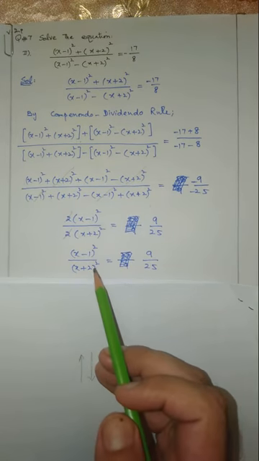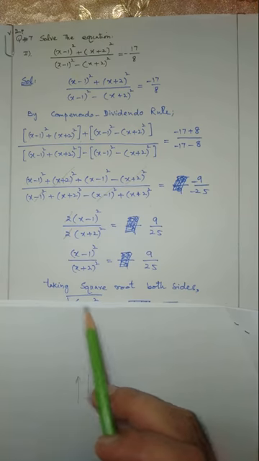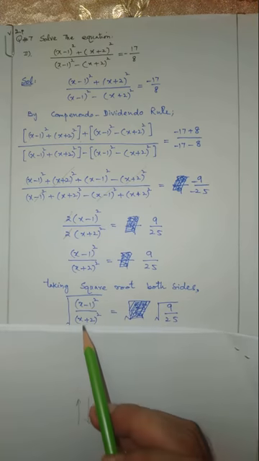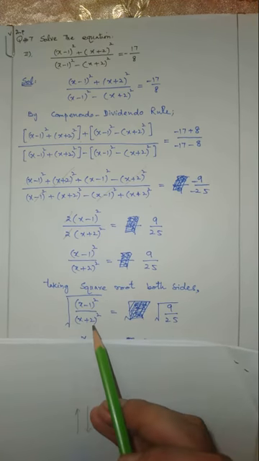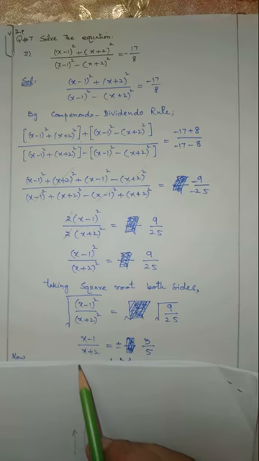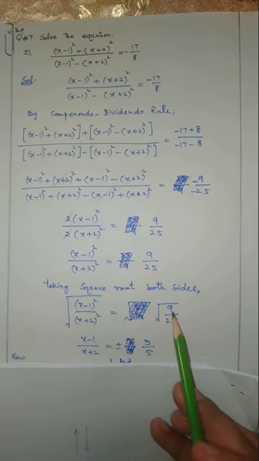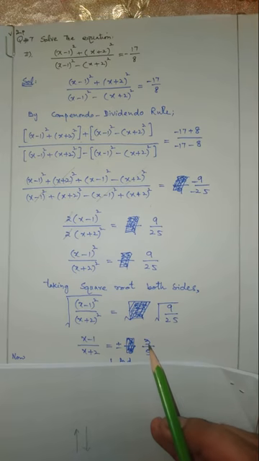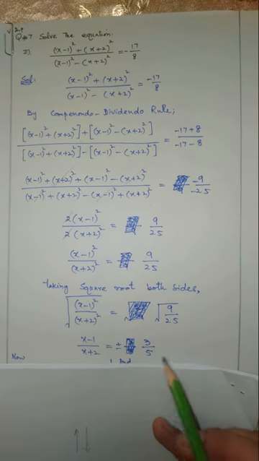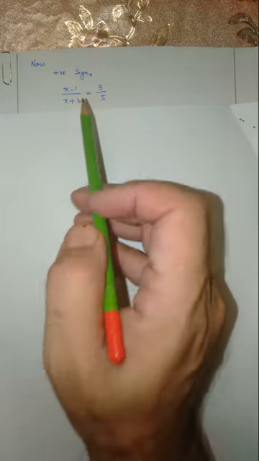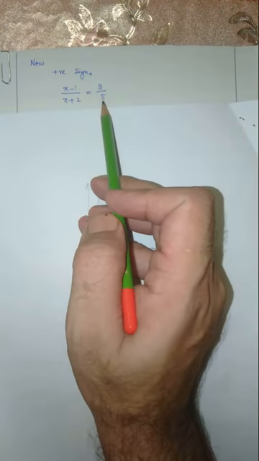Now to remove the square of these two terms, taking square root both sides. Square and square root are cancelled. So x minus 1 divided by x plus 2 is equal to plus minus the square root of 9, which is 3, the square root of 25, which is 5. Now, for positive sign, x minus 1 divided by x plus 2 is equal to plus 3 by 5.